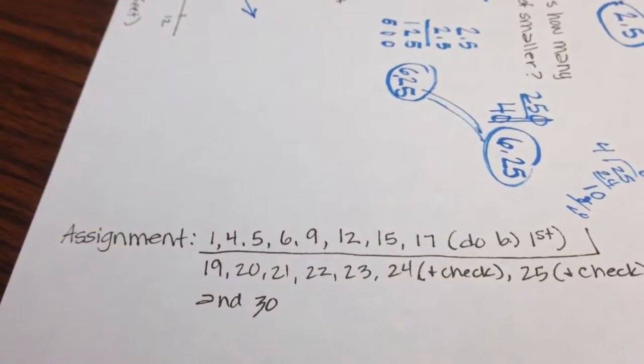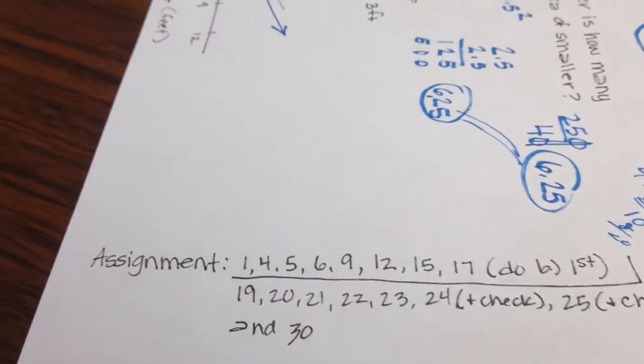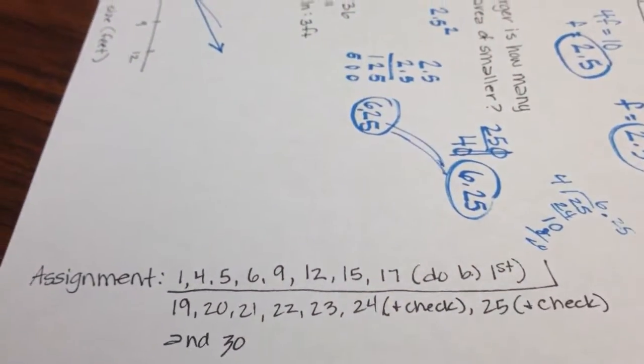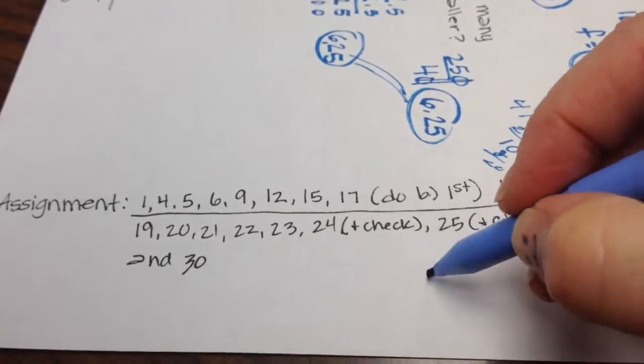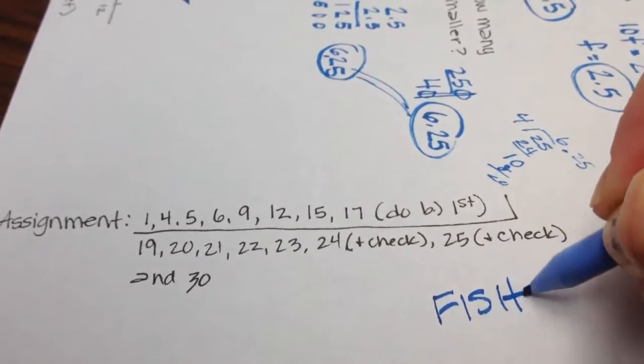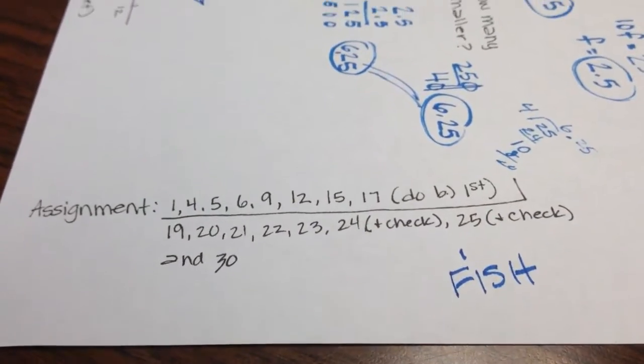Did I give you the secret word already? It's scales, right? Oh no, it's fish. Because fish have scales. So remember, secret word, fish. Whew. All right. See you in class.